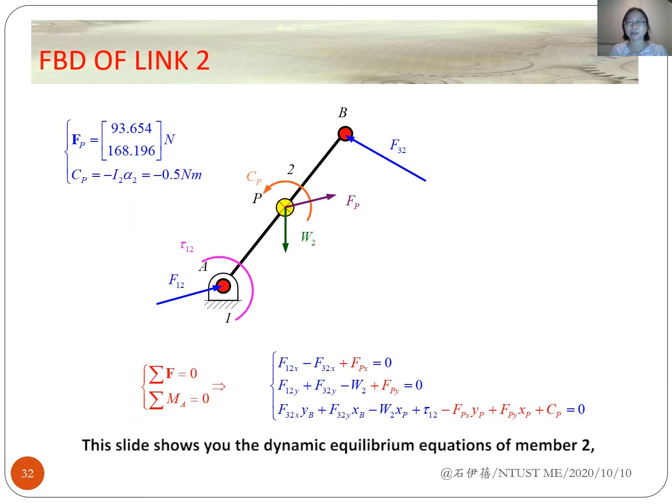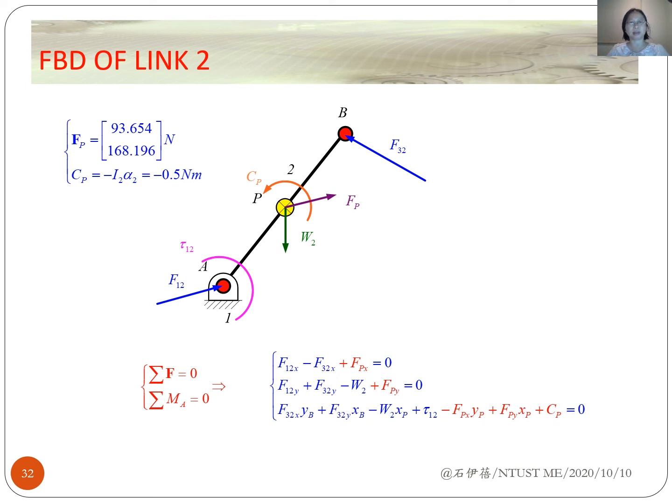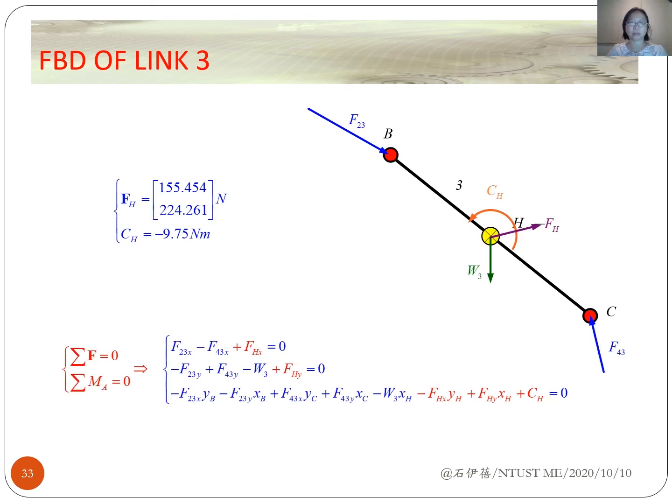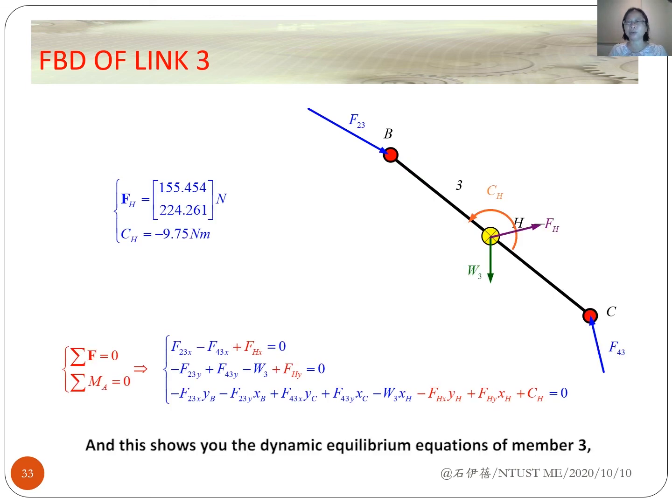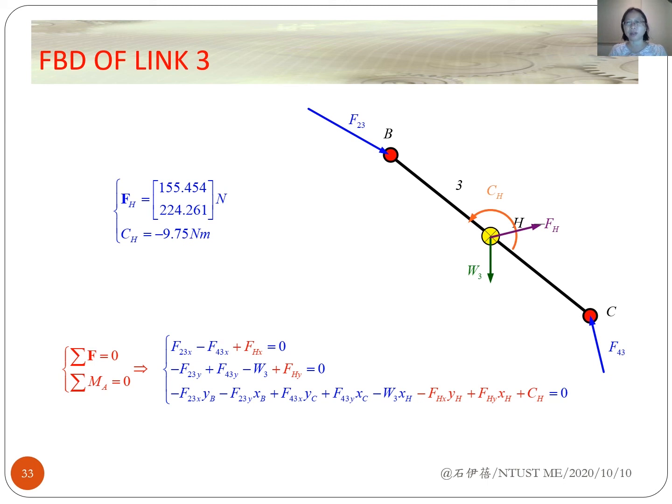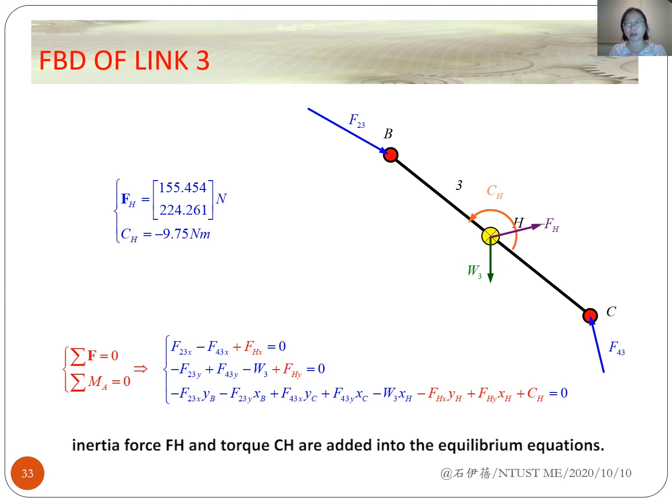This slide shows you the dynamic equilibrium equations of member 2. Inertial force Fp and torque Cp are added into the free body diagram and the three equilibrium equations. And this shows you the dynamic equilibrium equations of member 3. Inertial force Fh and torque Ch are added into the equilibrium equations too.